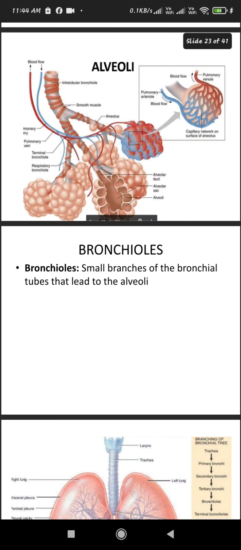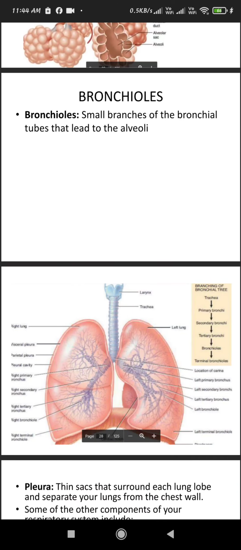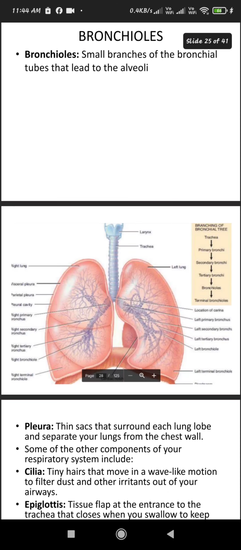Bronchioles are the small branches of bronchial tubes that lead to the alveoli. This is trachea. Then here bronchus, these are branches, and this is bronchioles. Okay, first is the trachea, then the primary bronchus. The primary bronchus splits into secondary bronchus, secondary into tertiary, tertiary into bronchioles, and bronchioles finally into terminal bronchioles. And these terminal bronchioles reach the alveoli.